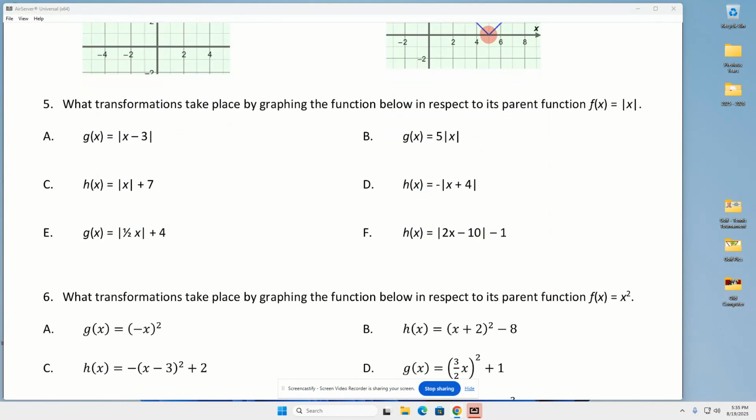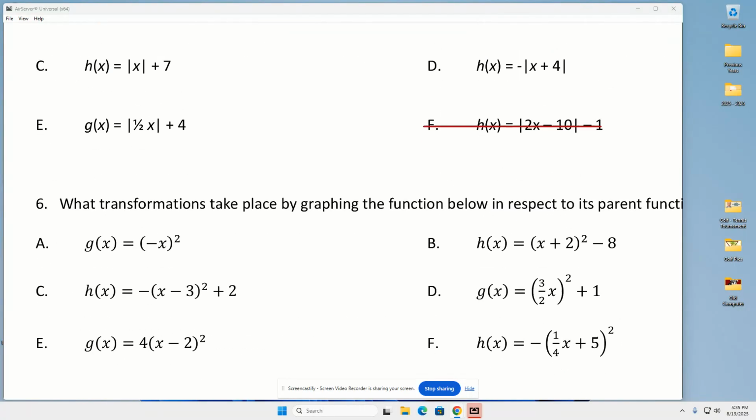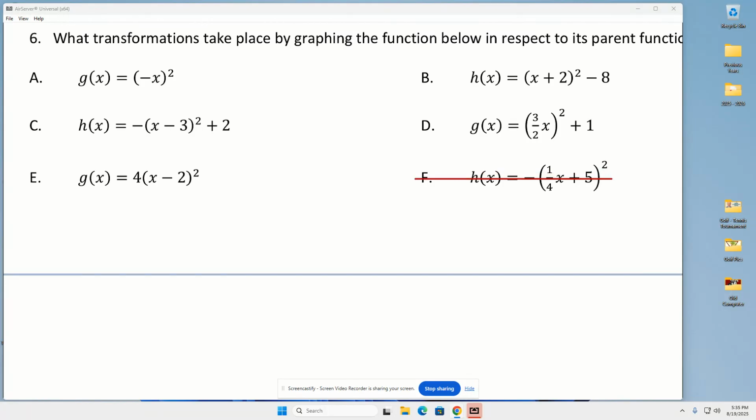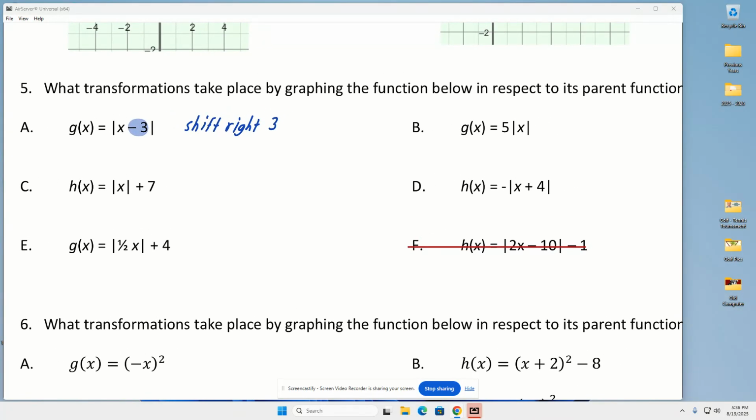All right, let's keep on cruising along here. For the next several problems, and again, remember I told you to eliminate F on both problems. So you had 5 here that you were supposed to describe the transformations. So here we go. This one has one thing. It's subtraction. So it's a shift. It's inside. It's horizontal. It's the opposite. So this is a positive 3 horizontal shift. So this one is going to shift right 3. All right, B over here to the right.